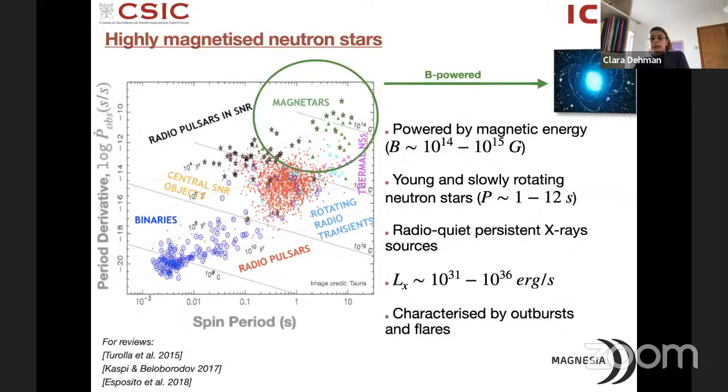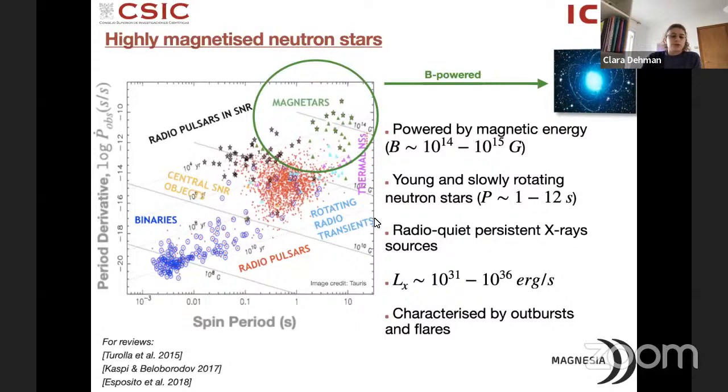Since we are studying here the magnetic evolution in neutron stars, let's focus a bit more on the observational properties of these highly magnetized objects. We saw that they are powered by the dissipation of a very strong magnetic field, of the order of 10^14 to 10^15 Gauss. They are young objects, with an age below 10 kiloyears. They are slow rotators, with a spin period between 1 and 12 seconds.